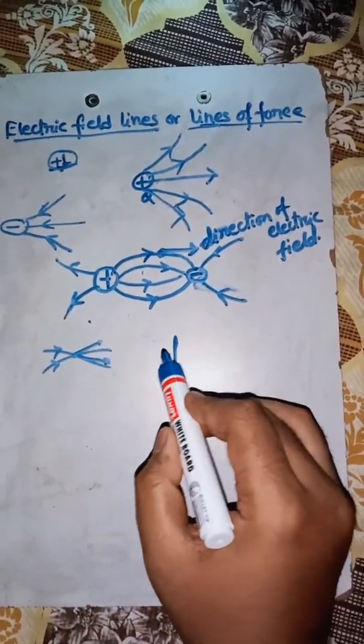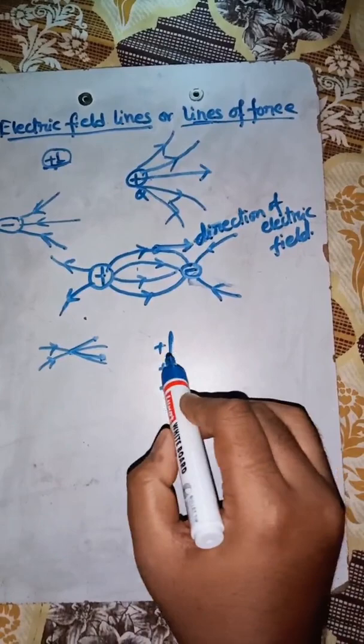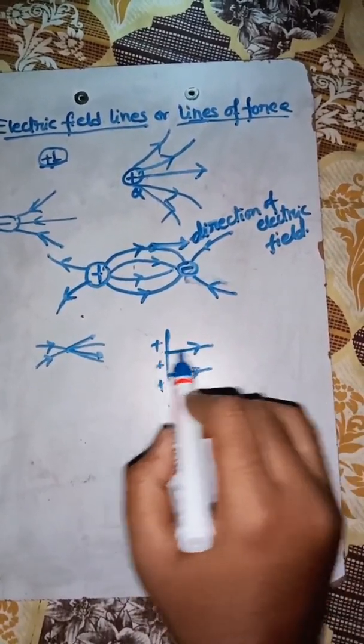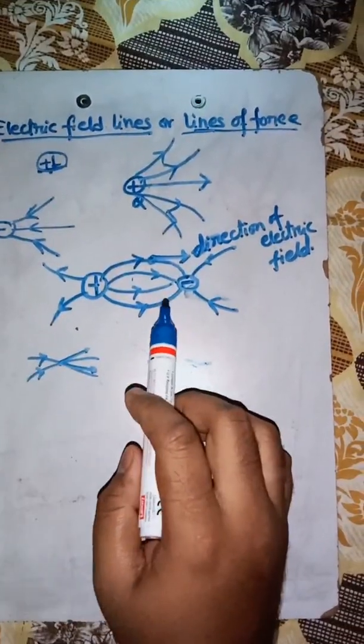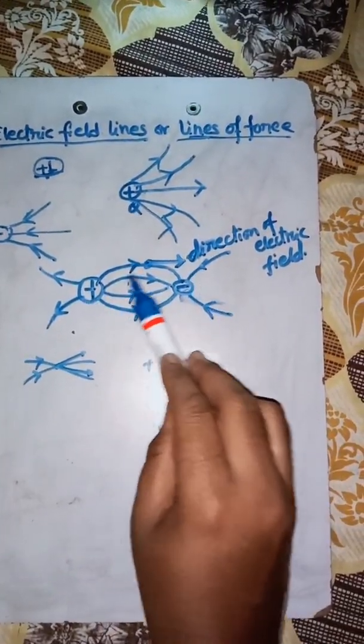Similarly, if we take this positive linear charge distribution, electric field lines will be just perpendicular to this linear charge, whereas for point charges it is parabolic.